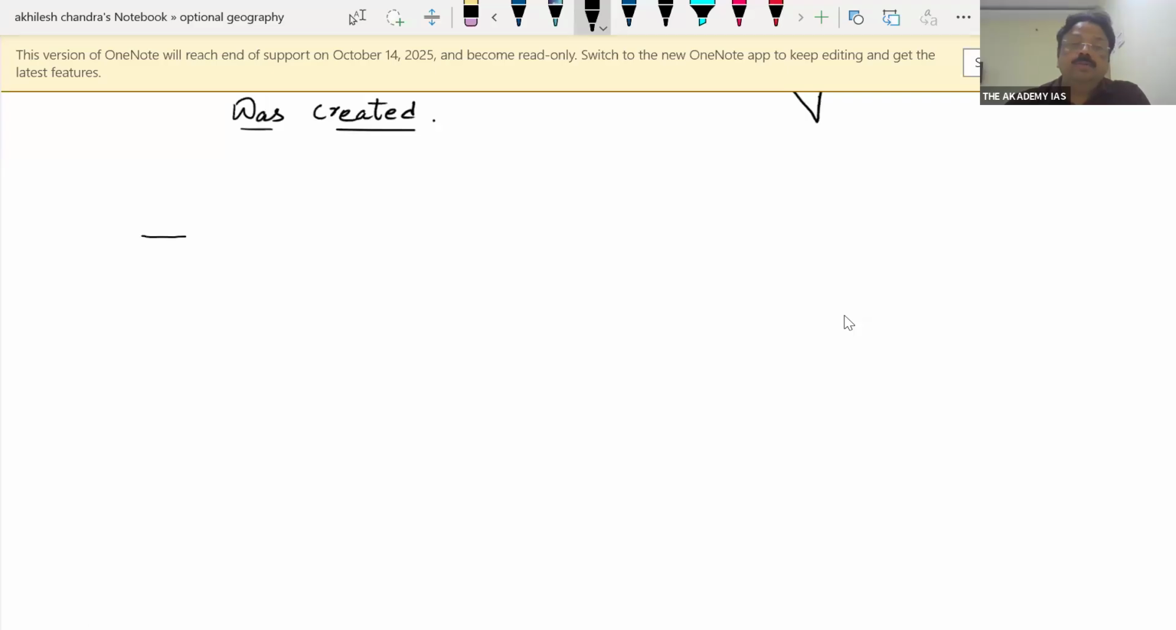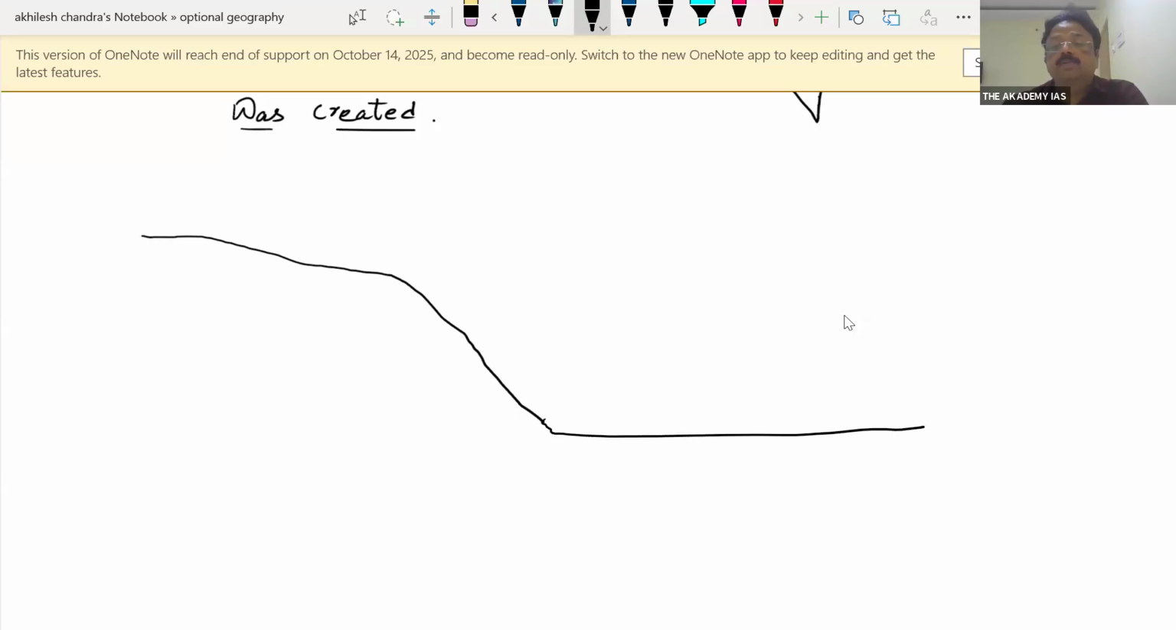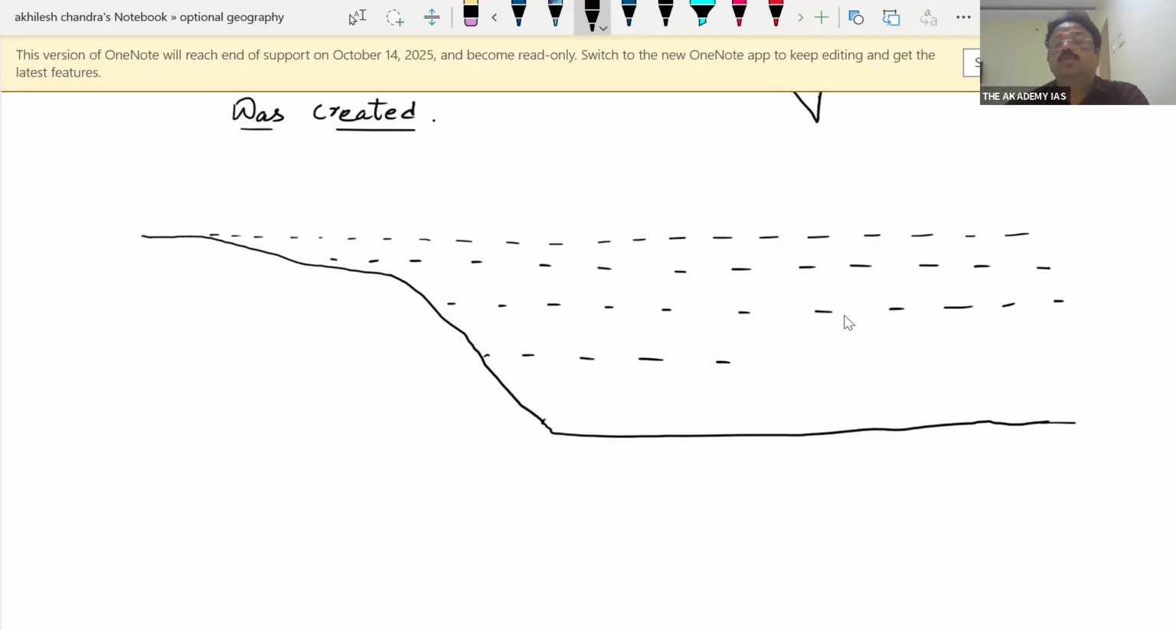When you are moving towards the high sea, you will find there is a zone where the depth is gradually increasing. Then there is a zone where the depth is rapidly increasing. Then there is a monotonous region. This we call continental shelf. Then we have continental slope and deep sea plain.